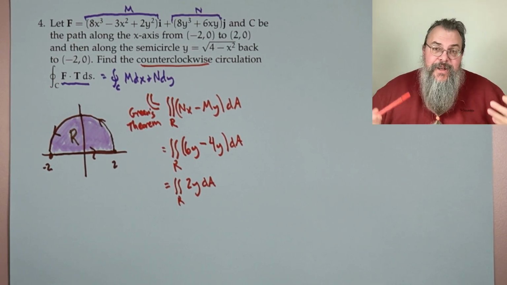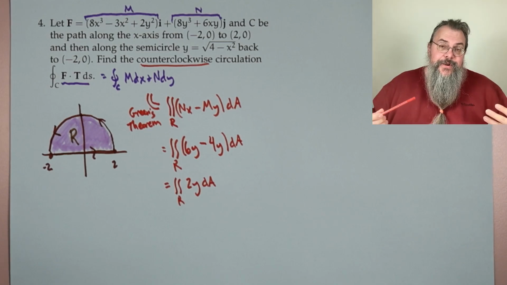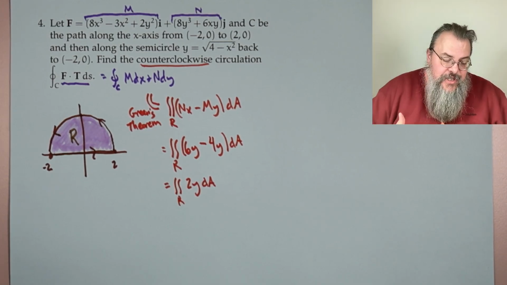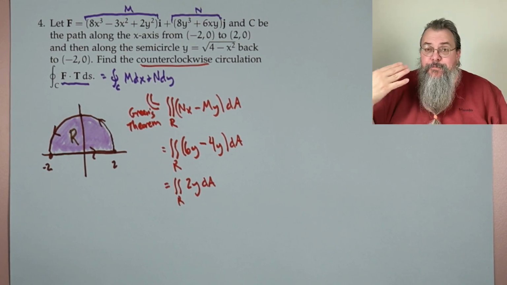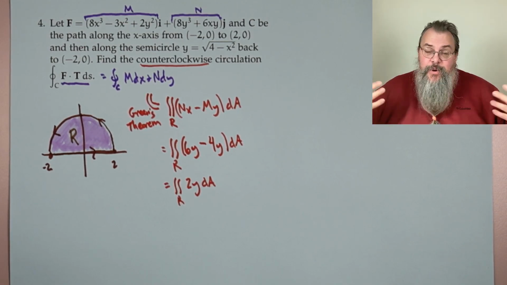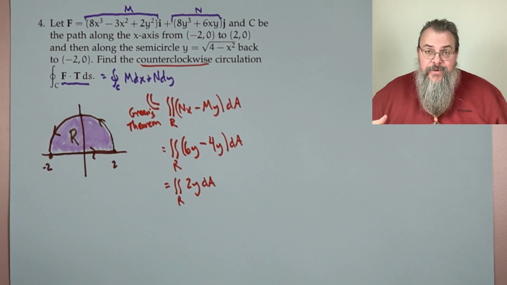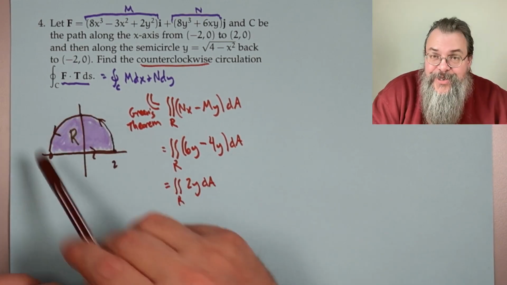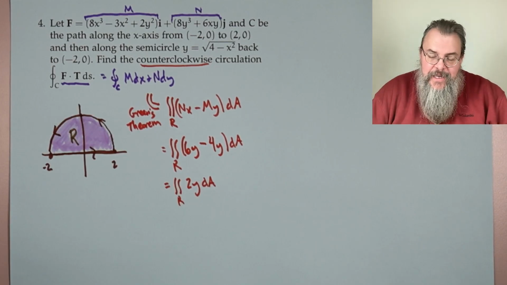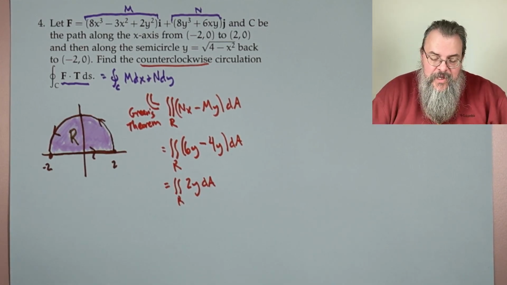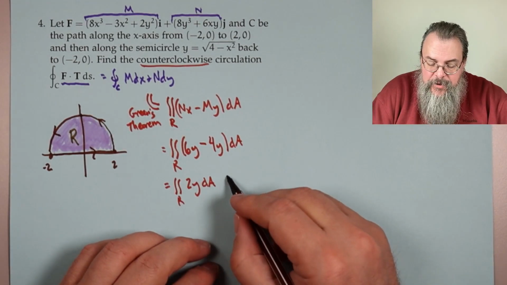Now, let's think about how we're going to do this integral. We have a couple options. We could do it in Cartesian coordinates, but I'm biased. When I see a circle, I think polar, because polar's pretty good at handling circles. So since I see a circle in the shape, even though I don't see an x squared plus y squared, let's go for polar. Okay, so we're setting up our integral.